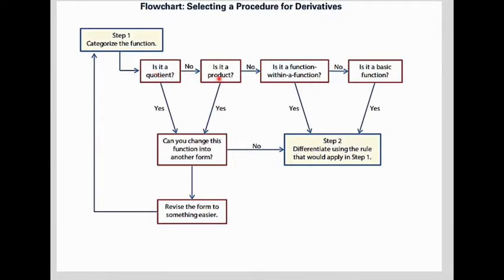Now, if it's not a quotient or a product rule, is it a composition? Is it a function within a function? If it is, that's going to be a chain rule. If it's not, maybe it's just a basic function, meaning it needs power rule, or you should have it memorized. This flowchart is really for when you first get the sense that you need a product or a quotient rule. Take the extra second to say, can I change this into an easier form? It'll be a huge tool if you train yourself to think that way.